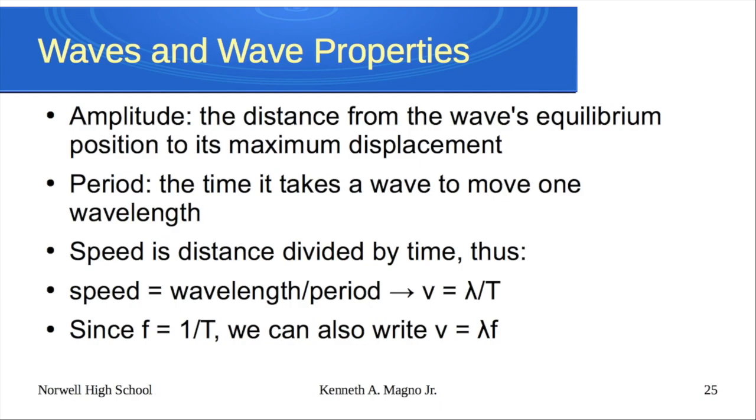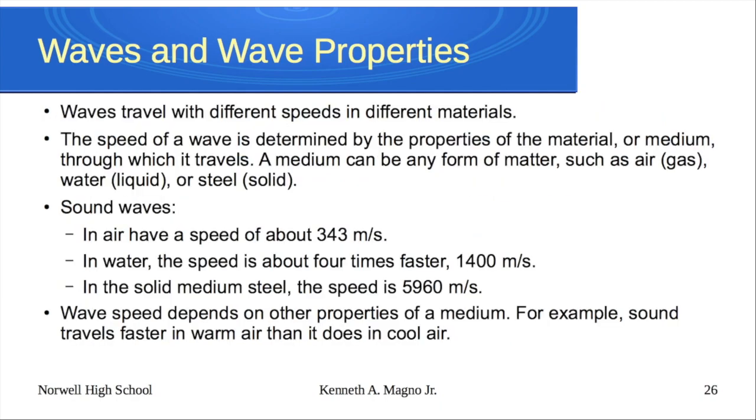V equals lambda f. Like I said before, waves can travel through different types of medium. We're used to thinking of sound waves going through air, at about 343 meters per second. If they're going through water or liquids like that, it could be about 1,400 meters per second. Or a solid like steel could be almost 6,000 meters per second. So depending on the density, they travel faster.